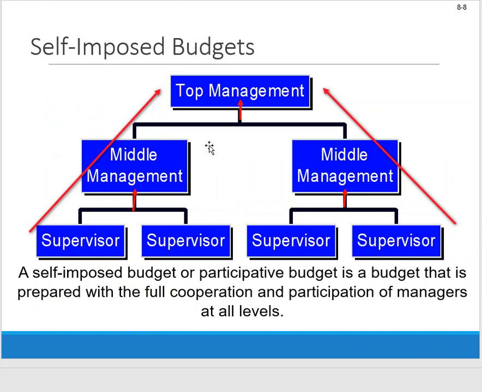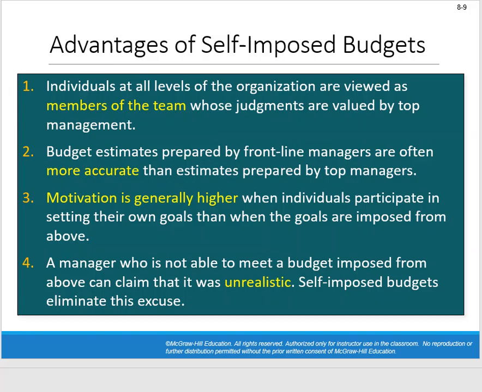The idea of a self-imposed budget is that we're going to budget from the bottom up rather than the top down. A lot of times in budgeting, top management says, here's what we're going to do, and they tell everybody below them, this is what's happening. And that can be very effective and it can be done very well, but sometimes it doesn't get the buy-in of the people below them. So the idea with a self-imposed or a participative budget is that it's prepared with the full cooperation and participation of managers at all levels. These managers or supervisors are going to say, here's what we think we're capable of doing, and then the budget will be based on that, pushing information up to top management.